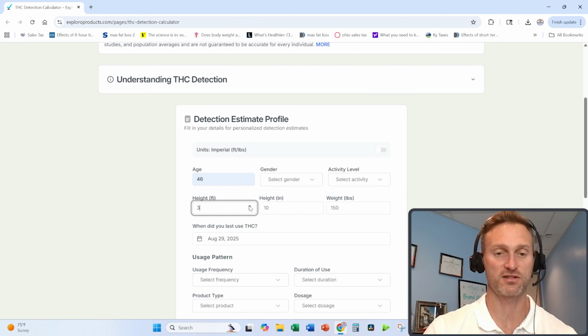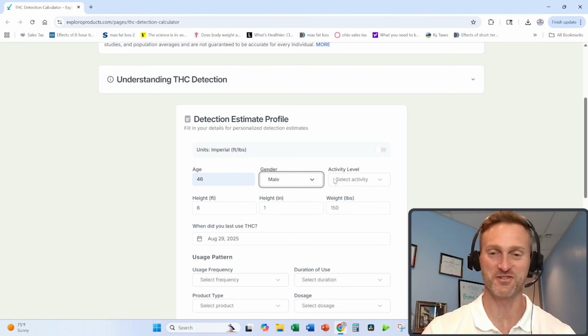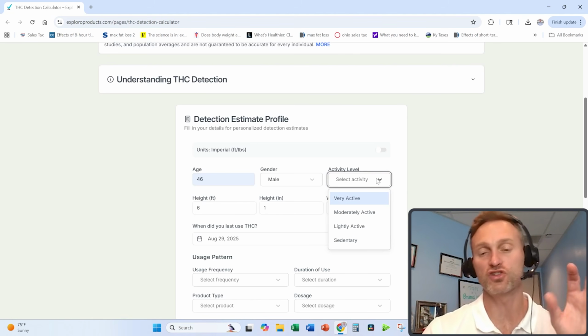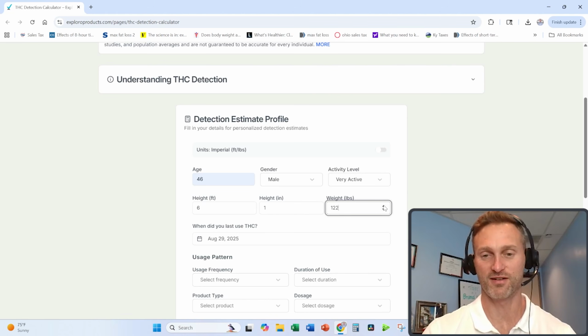I am 6'1", male. And they just give you the two options, male or female, straightforward. Activity level. Now, this first person is going to be very active, a lighter user, pretty fit and pretty healthy. So I'm going to go with very active. And then I am about 165 pounds. I probably could have just entered that in, but instead I'm just going to scroll up here, about 165. I'll keep all of this information the same: age, gender, height, weight, and I'll just change how fit and active the person is and how frequently they use.